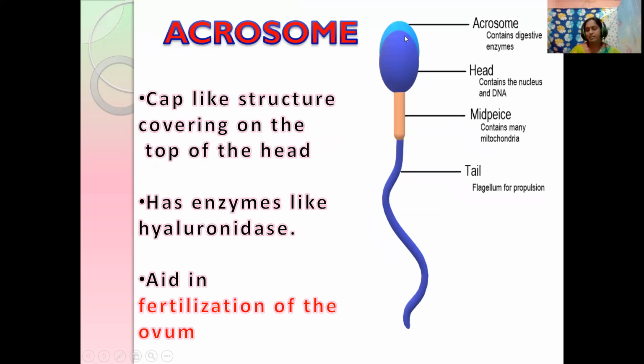When you go to the next part, that is the acrosome. The anterior, topmost portion, which is a cap-like structure, is called the acrosome. It contains digestive enzymes like hyaluronidase and also acrosin. These help to penetrate into the egg. So the acrosome plays an important role in fertilization of the ovum.